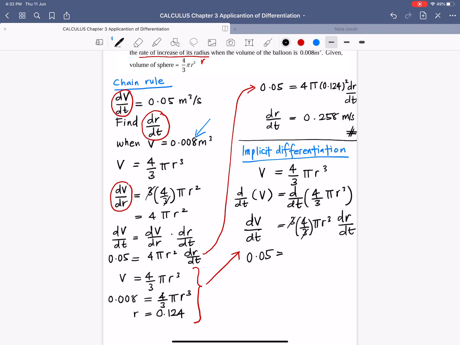So then we have 4 pi, r is 0.124. Sorry, I made a mistake just now. This is supposed to be r square, not r cube. So 0.05 equals 4 pi times 0.124 square dr dt. Then you can find dr dt. It is equal to 0.258. The same answer as what we have by using the chain rule.